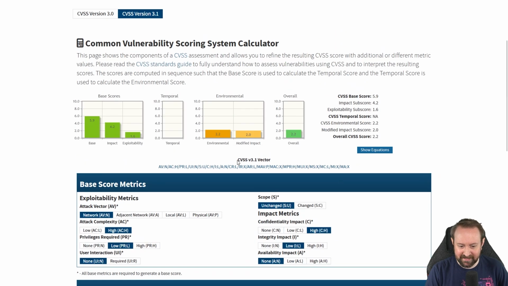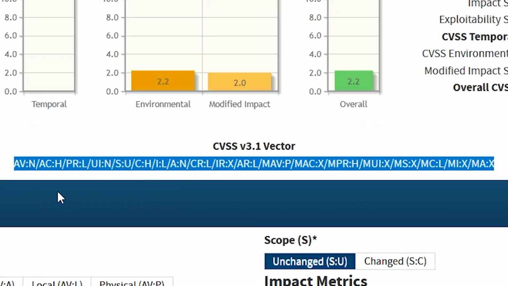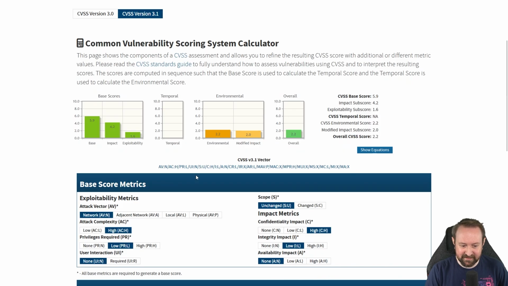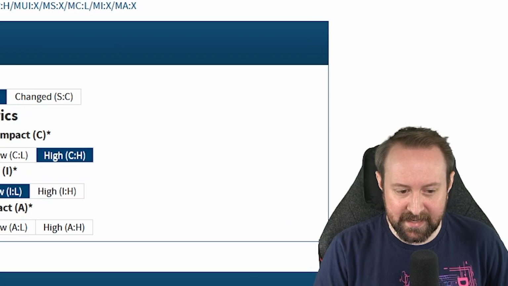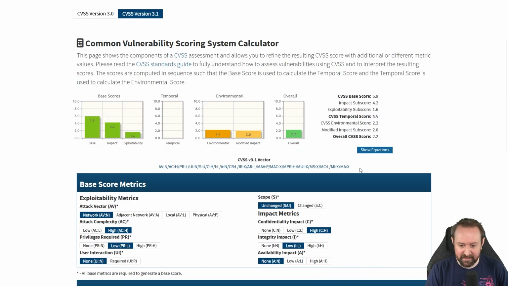And what I promised at the beginning, you'll get this lovely vector. So this vector, all it is, is every single selected metric in a list separated by forward slashes. So here we go. We have attack vector AV set to network. That's AV:N. We have attack complexity AC set to high. That's AC:H, and we go all the way down.